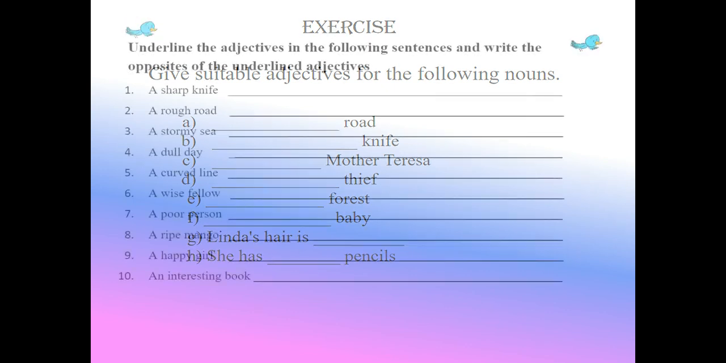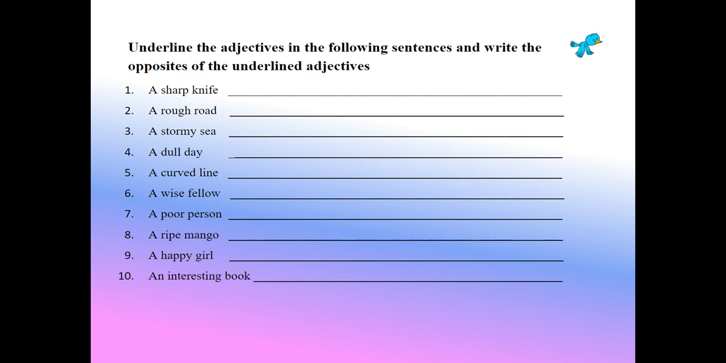And the second exercise says, underline the adjectives in the following sentences and write the opposites of the underlined adjective. So first you need to identify your adjective and then write the opposite one. Like the first one is a sharp knife. So what kind of a knife is that? That's a sharp knife. So the opposite of sharp is blunt. So please do this in your practice copy.